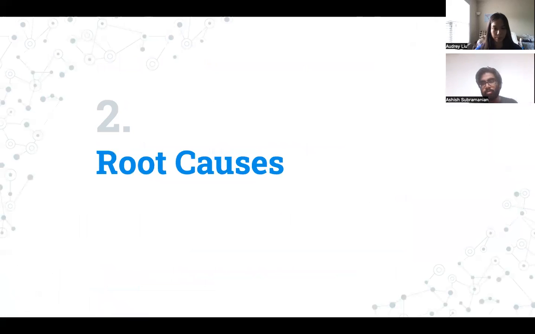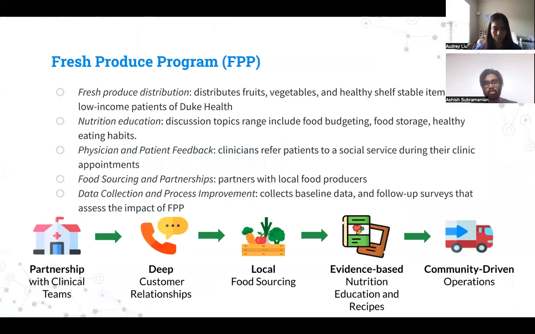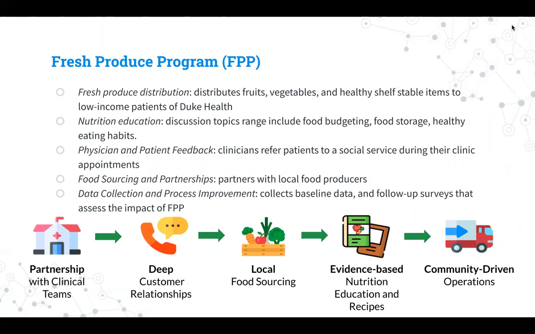So I'll be talking a little bit about the program that we're working with, Root Causes. Root Causes, and specifically the Fresh Produce Program, is a part of a School of Medicine program that looks at food insecurity in Durham, and it delivers fresh food at affordable prices to different customers in the Durham area. We're working with them to figure out how to optimize things and help them achieve their goals of alleviating food insecurity in Durham.